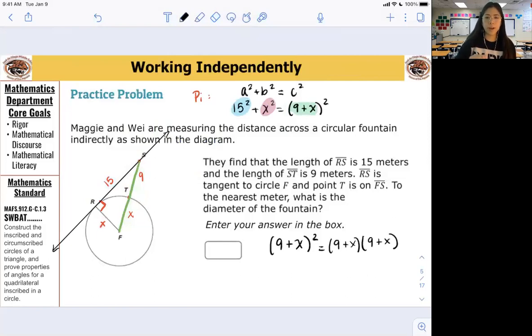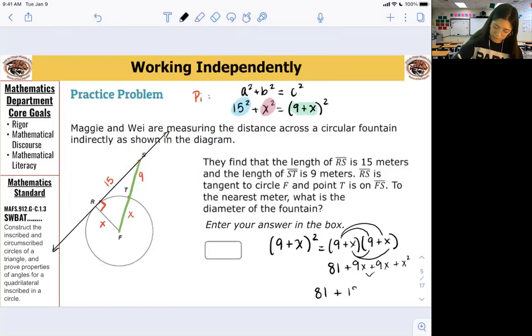And what do I do when I have 2 binomials, multiplying 2 binomials? I'm going to FOIL. So I'm going to do that. 9 times 9 is 81. 9 times x is 9x. 9 times x again, 9x. And x times x is x squared. Good. All right, now I just combine like terms, so I get 81 plus 18x plus x squared. Now, that's just the right side.